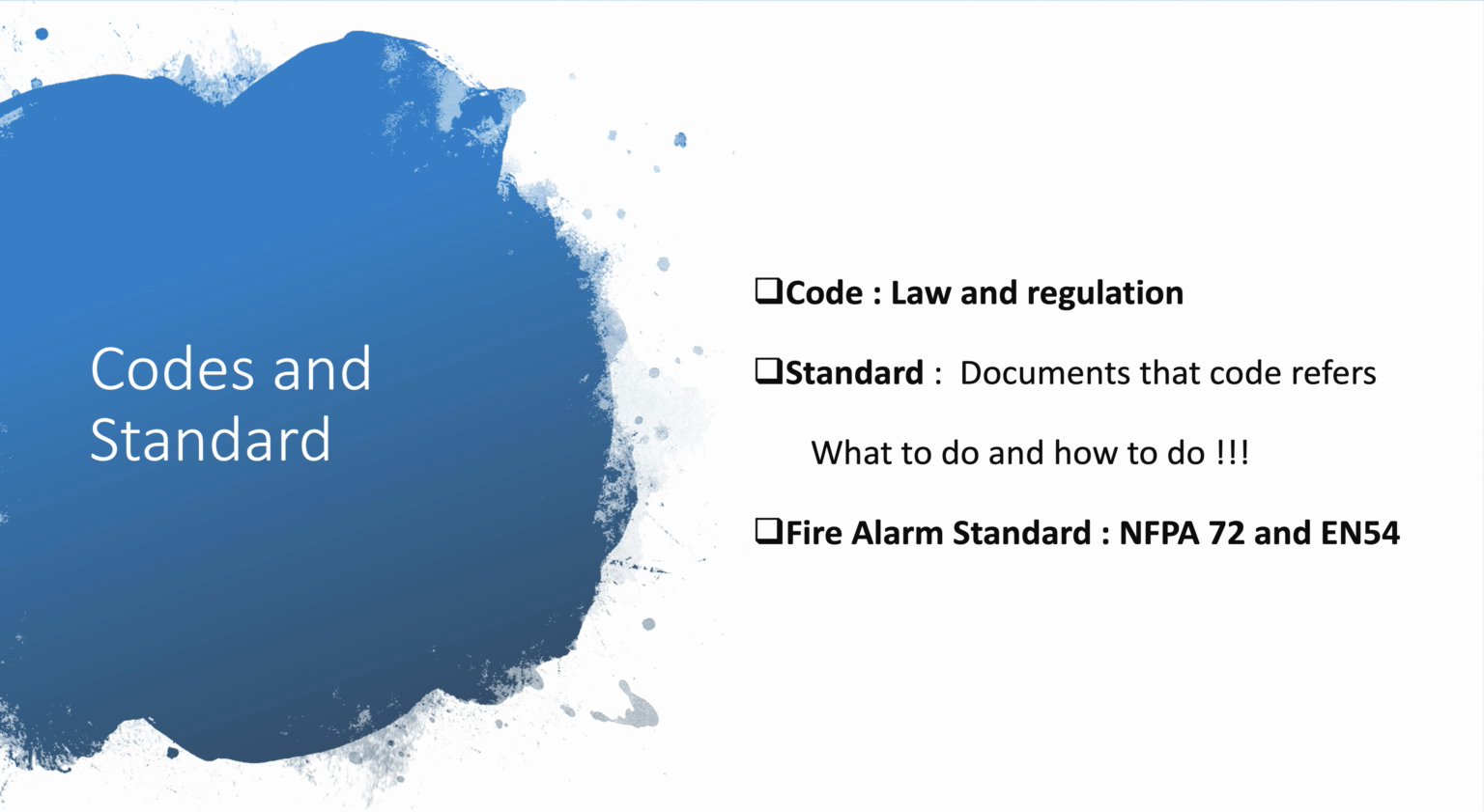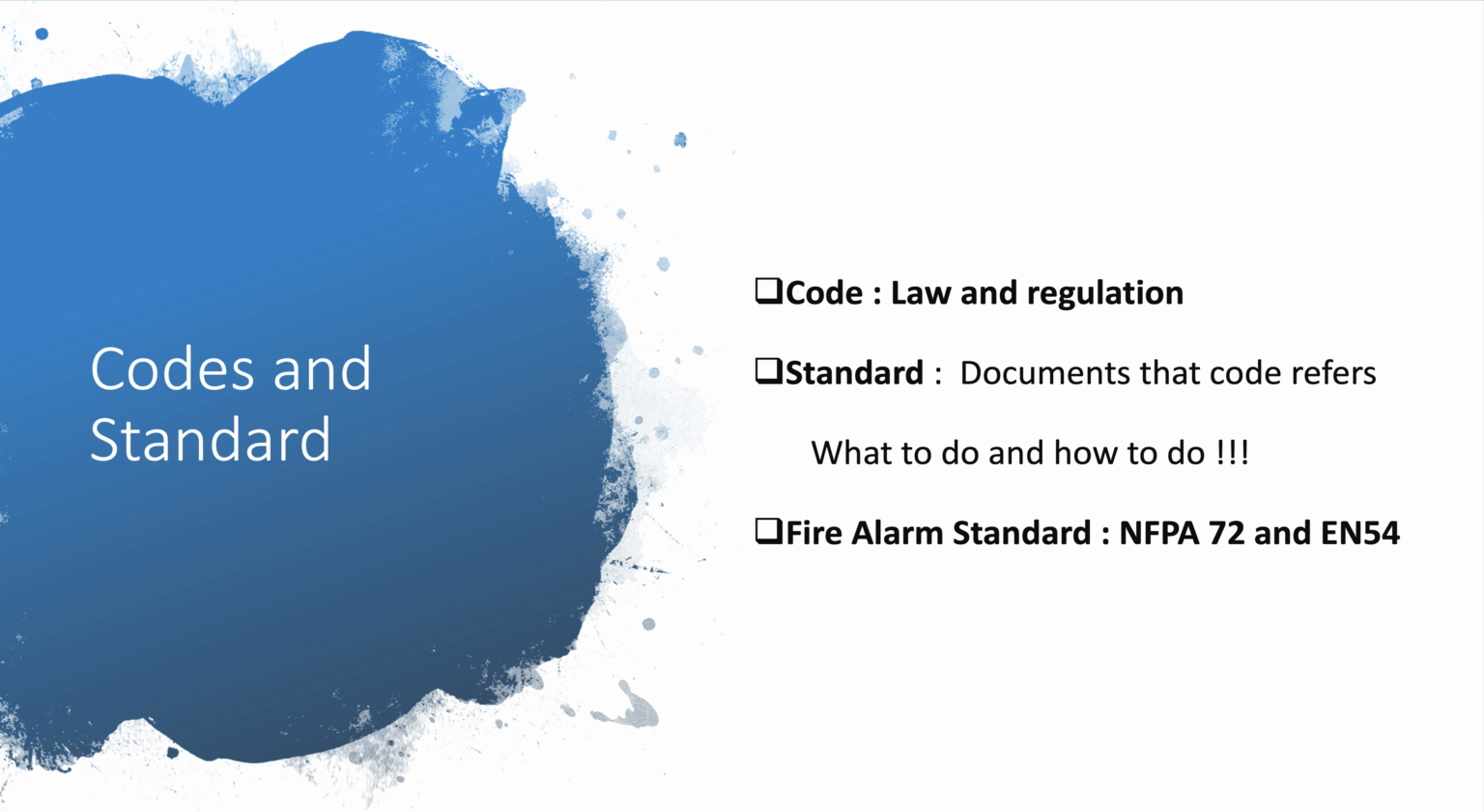And the standard is a document that the code refers to. The code tells you to go to the standard and design like this, which provides the details of application, installation, location, performance and maintenance. In simple words, the code tells you what you need to do, and the standard tells you how to do it. For example, a code may tell you a building must have a fire alarm system, but the standard will spell out what kind of system and how it must work.